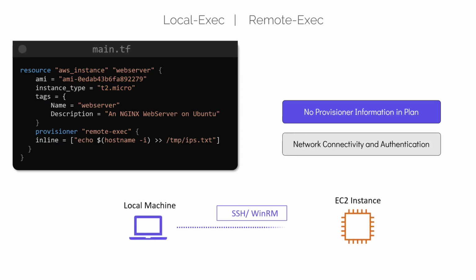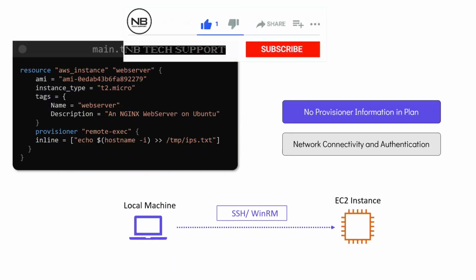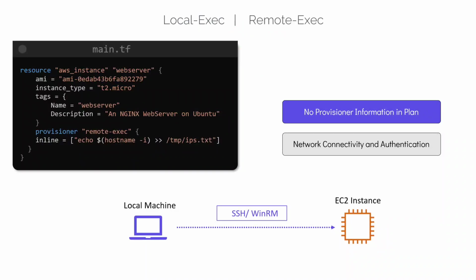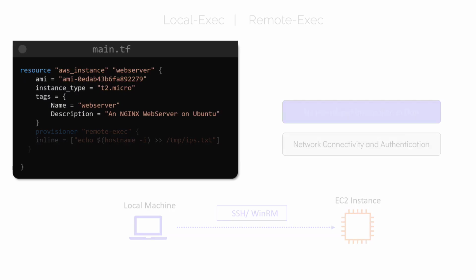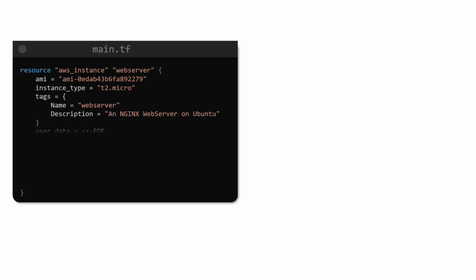Secondly, as we saw in the example of remote exec, a connection block must be defined for some provisioners to work. This means that the network connectivity from the local machine and the authentication must be established before the provisioner is run. And this may not always be desirable or feasible. In order to avoid this, Terraform recommends to make use of provisioners that are native to the resource. We already saw an example of this when we used user data while creating the EC2 instance with Terraform.